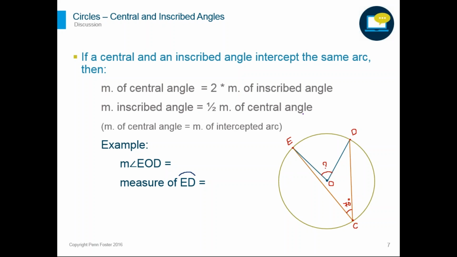Just to remember, the central angle is larger than the inscribed angle. The inscribed angle is smaller. If both of them subtend the same arc, this is most important. That would make this relationship exist if they subtend the same arc.